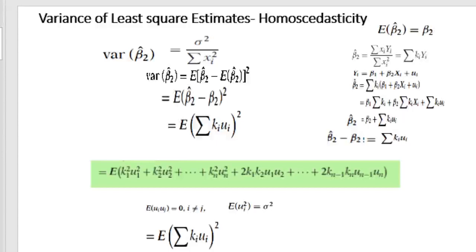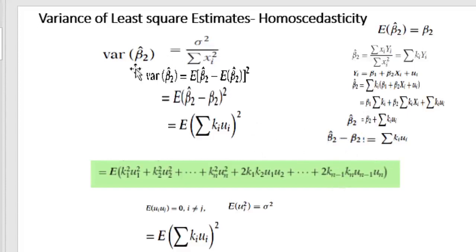The variance of the heteroscedastic estimates is given here. Variance of least square estimates in the presence of heteroscedasticity is explained in this section. Before explaining the variance of least square in heteroscedasticity, a review of the homoscedastic variance of least square estimates, when the homoscedasticity assumption is followed, is explained here.